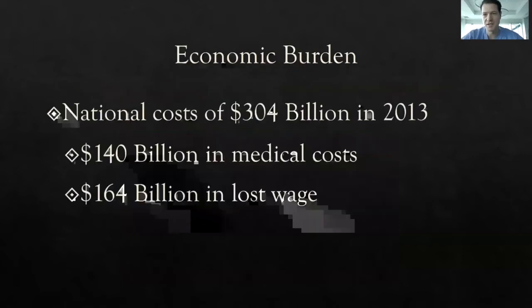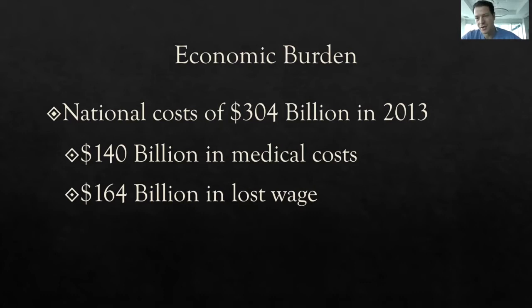Economically, this also represents a pretty large burden for our society. So in 2013, which is some of the latest data we have on this, the national costs of just arthritis were over $300 billion, which is a massive number. And about half of that were from formal medical costs: seeing doctors, getting treatments, having surgery. And the other half were from lost wages, so time out of work, because their knees hurt or their hips hurt and they can't do their normal jobs because of arthritis. So both societally, health-wise, and economically, arthritis is just a very big problem.